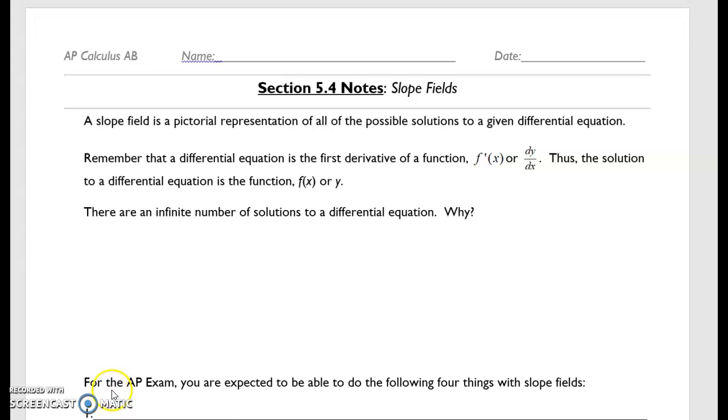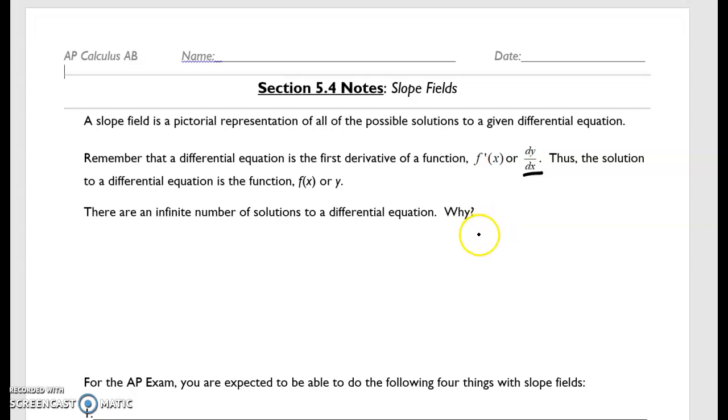So today we're going to talk about slope fields. This is an extension of what we talked about in 5.3 about differential equations. And so a slope field is just a pictorial representation of all of the possible solutions to a given differential equation. So remember that a differential equation is just the first derivative of a function, either f prime of x or dy dx. That's the form we were looking at last time. So the solution is f of x or y.